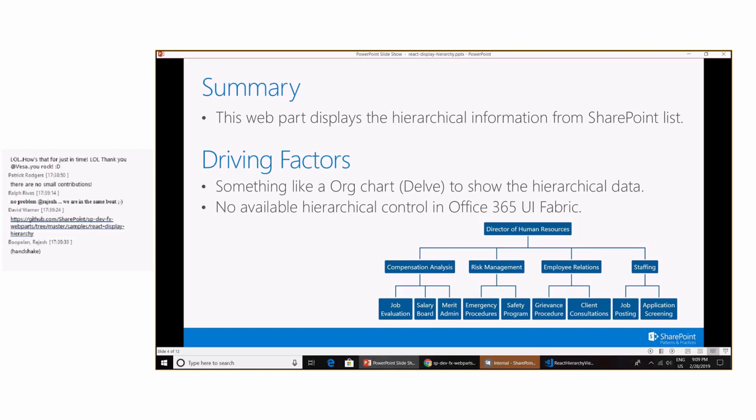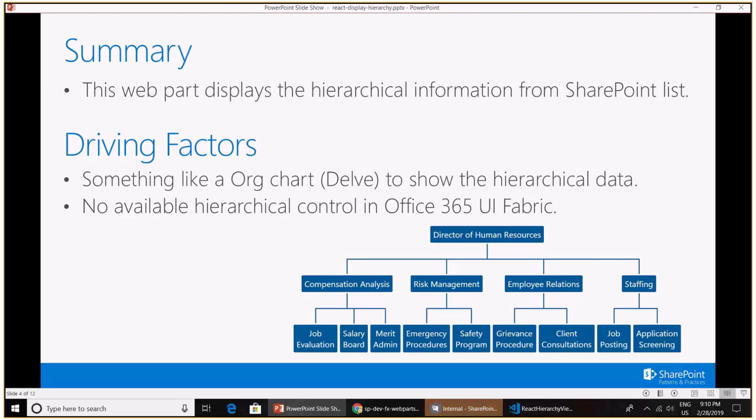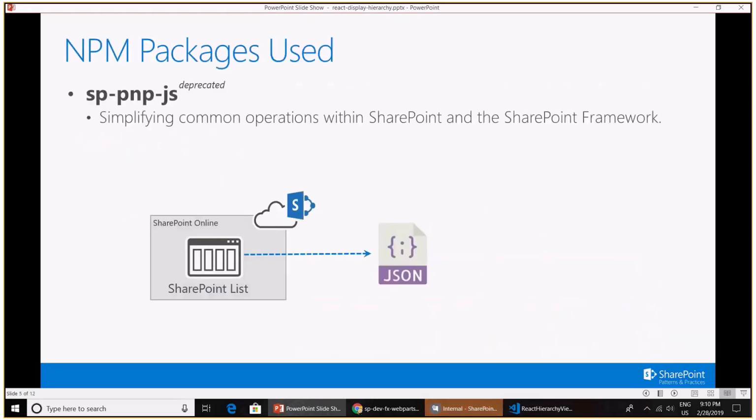But unfortunately, there wasn't any direct hierarchical control available in Office 365 UI Fabric either. So we went ahead and utilized a few of the NPM packages available to make this work. The NPM packages used are first, SPFx utilities, which is deprecated now, but we are in the process of updating our code for this. This was just to simplify the common operations within SharePoint and SharePoint Framework.